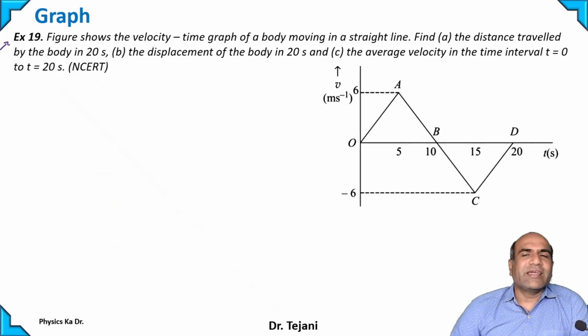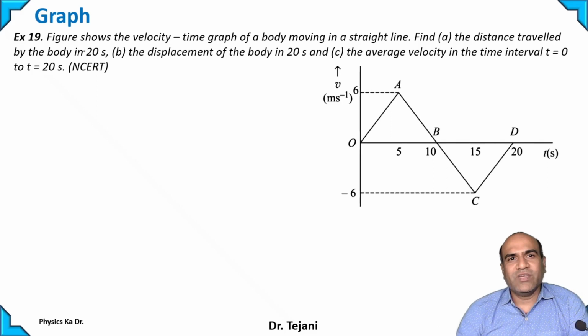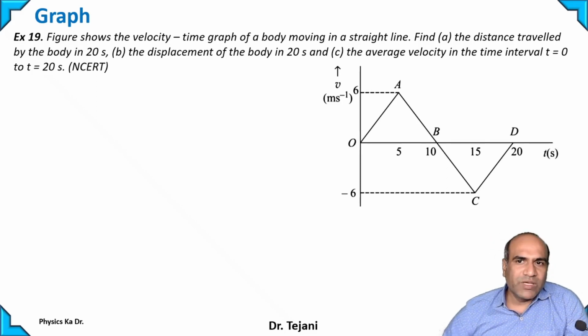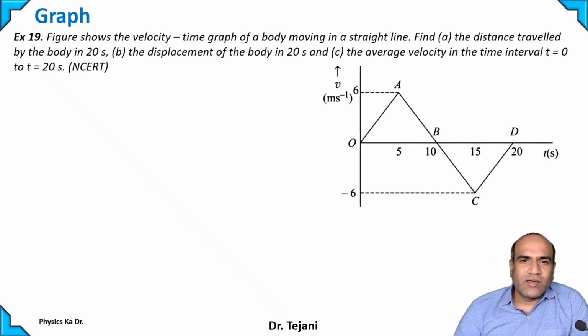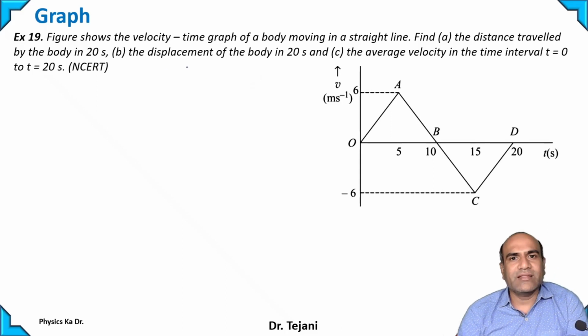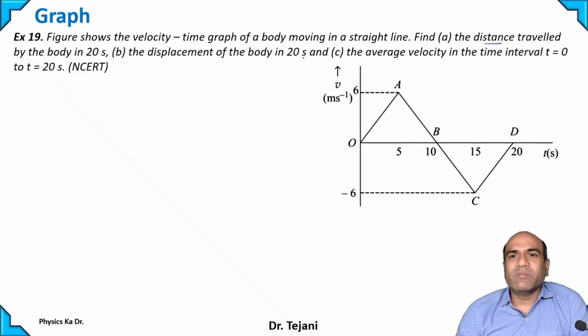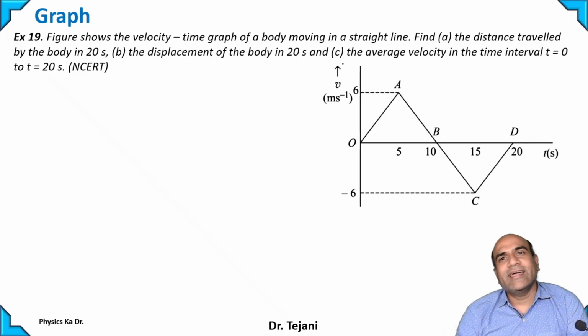Example number 19, again from the NCERT book. Figure shows the velocity time graph of a body moving in a straight line. Find the distance traveled by the body in 20 seconds and the displacement. See, distance and displacement are both different terms, we know it very well. Of the body in 20 seconds, and the average velocity in the time interval t equal to 0 to t equal to 20.